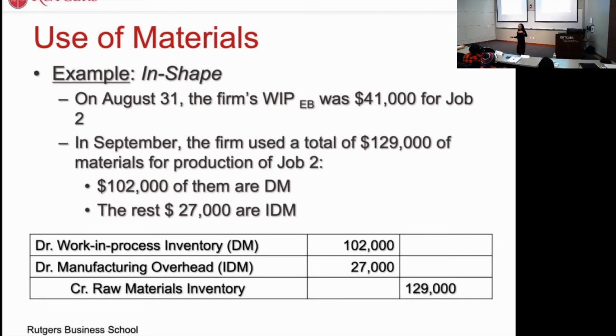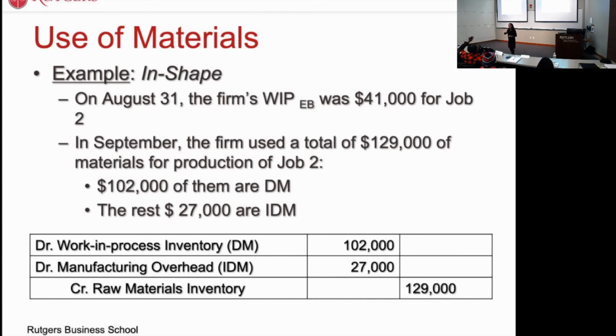So now you can just imagine the flow of costs. We first buy the raw materials, and then we use them. When we use the materials, we consider whether they are direct or indirect. If direct, we increase work in process by the same amount as the direct material. If indirect material, we increase the overhead cost by the same amount. Any questions so far?